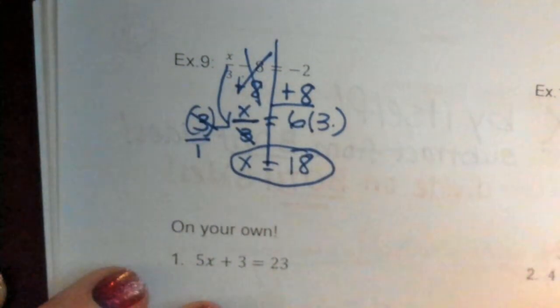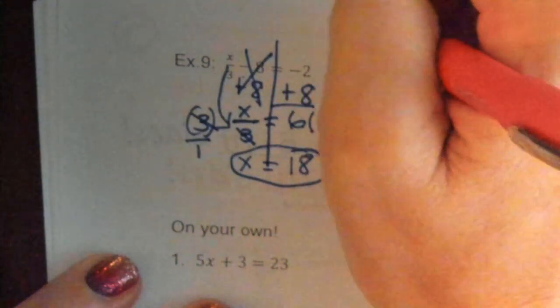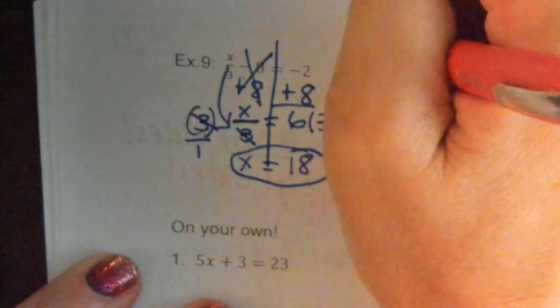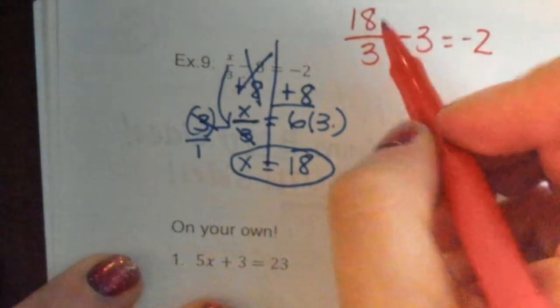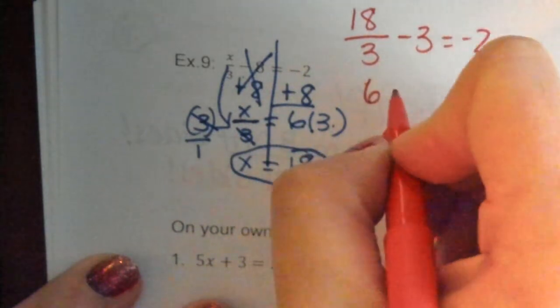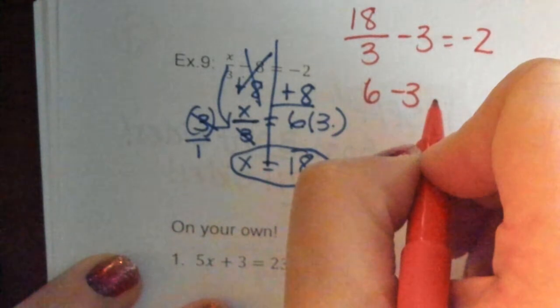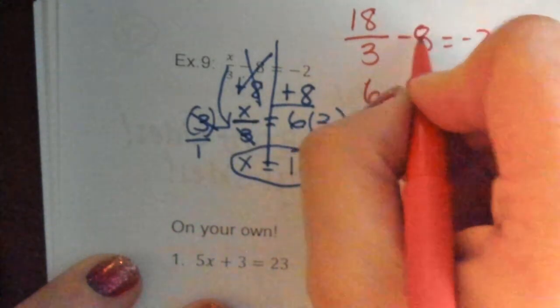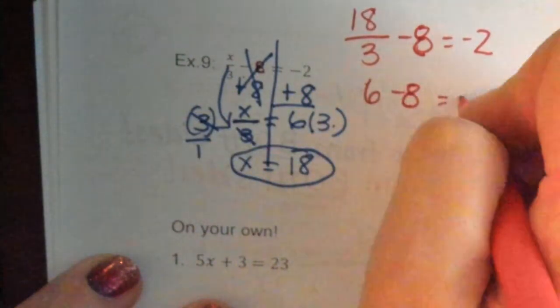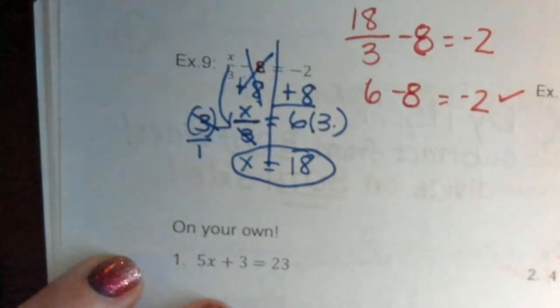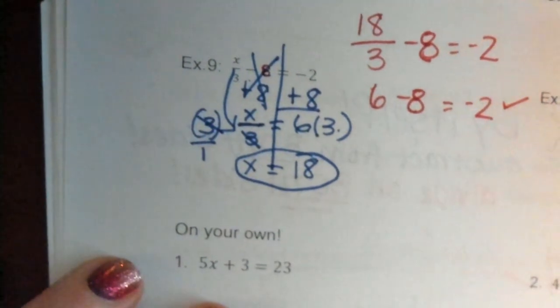All right? And just like normal, you could plug this 18 back in and check it. It's actually pretty easy. 18 over 3 minus 8 equals negative 2. So what's 18 divided by 3? 6 minus... oh, wait, this is an 8. Minus 8, sorry, that's an 8. I didn't see that right. 6 minus 8 is negative 2. Check. Okay.